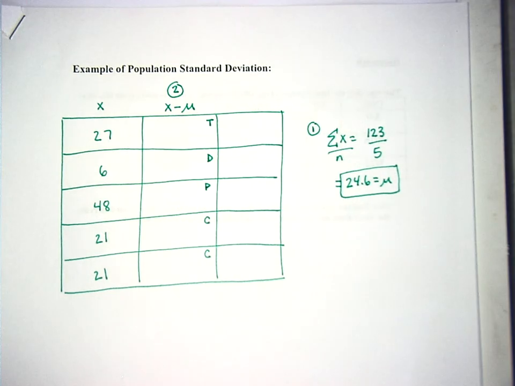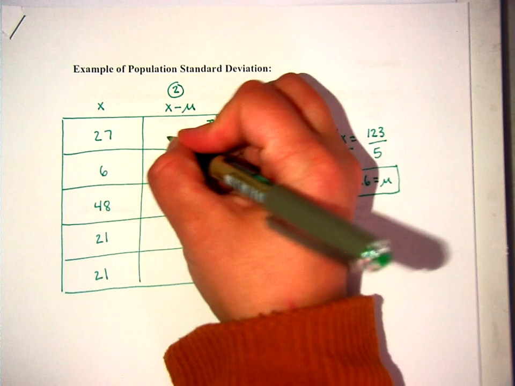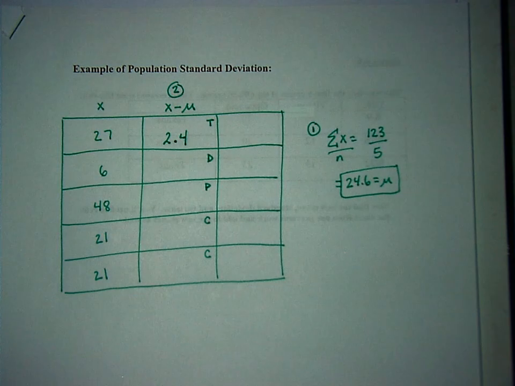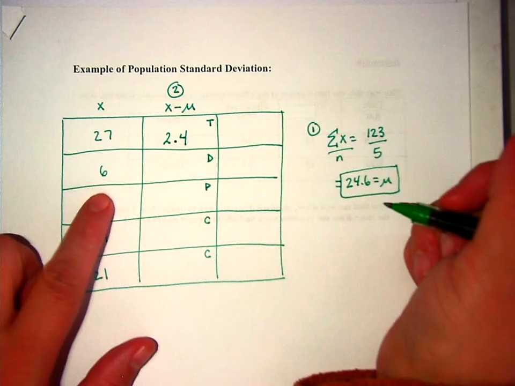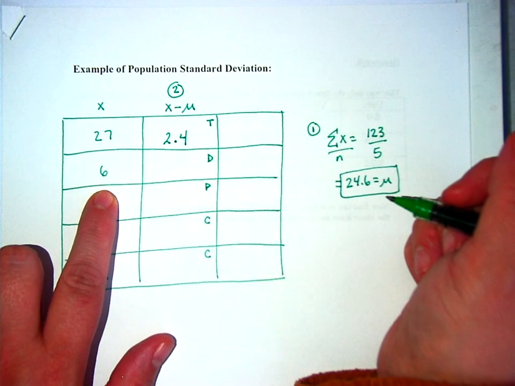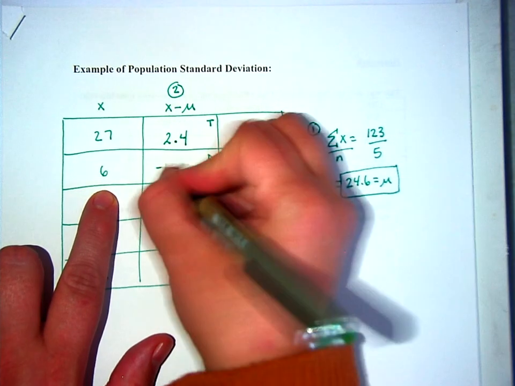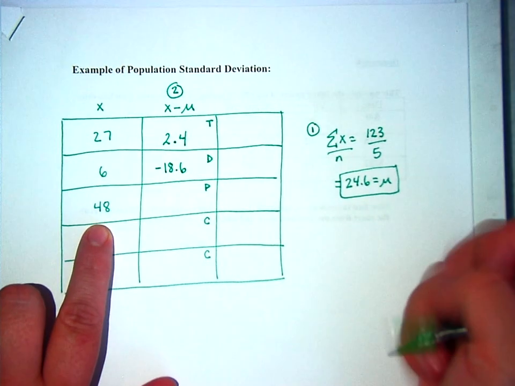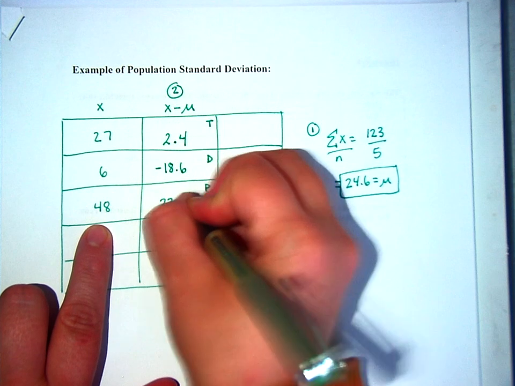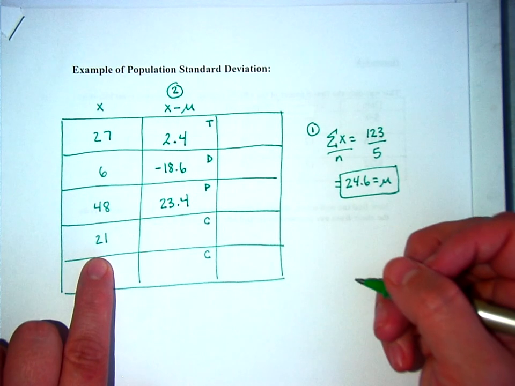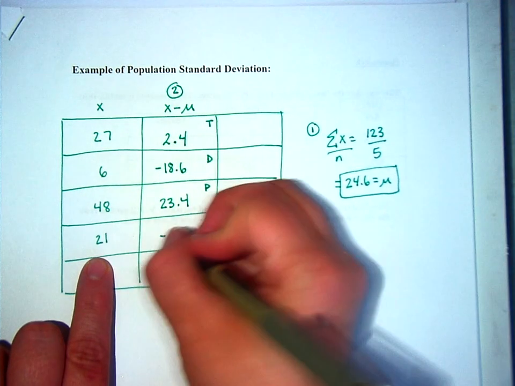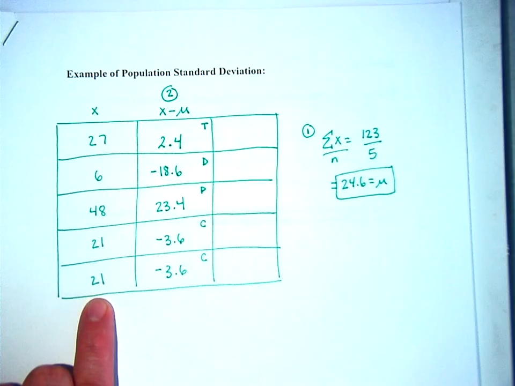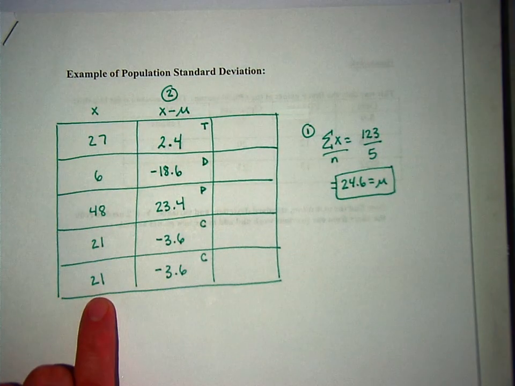Trey, what do you got? 2.4. Trey's data point is 2.4 above the mean. Okay, thank you. Dylan? Negative 18.6. He is 18.6 below. Peyton? 23.4. Peyton's data point is 23 above. Casey? Negative 3.6. Chevelle? Why are Casey and Chevelle's exactly the same? Because they have the same data point, which means that it deviates from the mean in the same way.